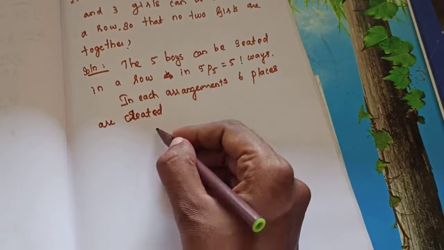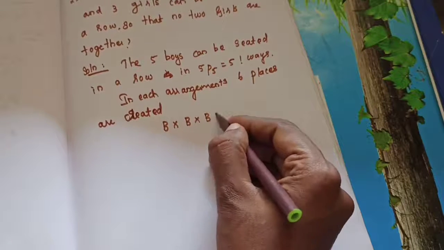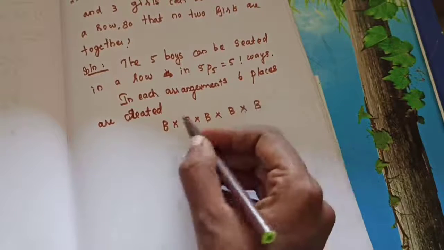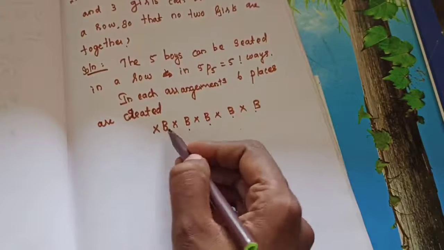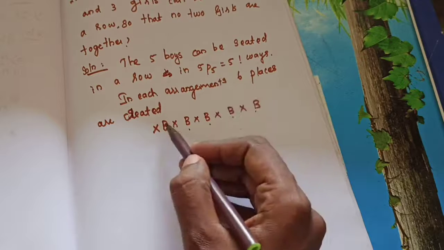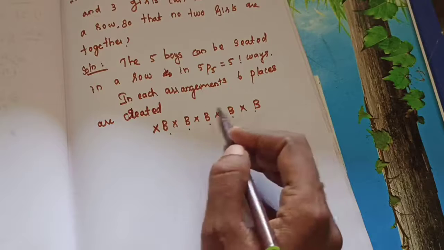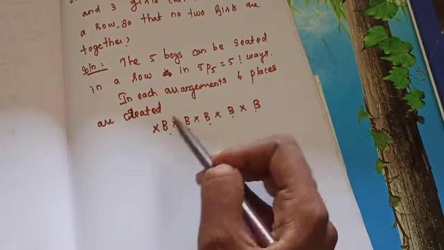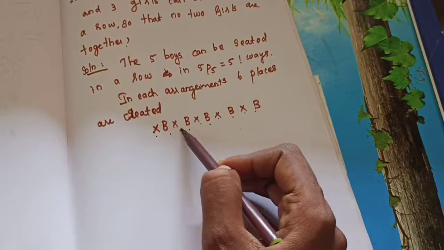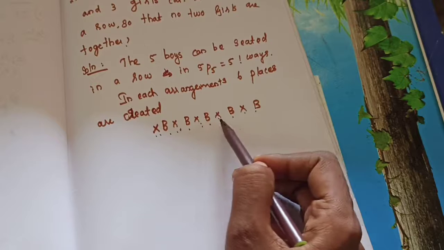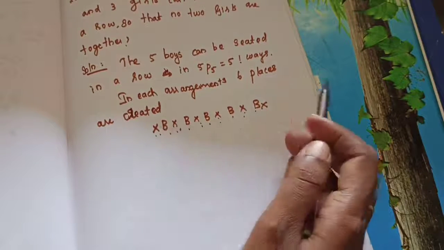So 6 places are created, how? Here one boy must be there. Boy, boy, boy. So totally how many boys are there? Boy, boy, boy, boy, boy. In between there are gaps, but they said 2 girls won't sit together. So how many ways will be created, that only we are going to find first. So 6 places are there: 1, 2, 3, 4, 5, 6. In the 6 places anywhere they can sit.